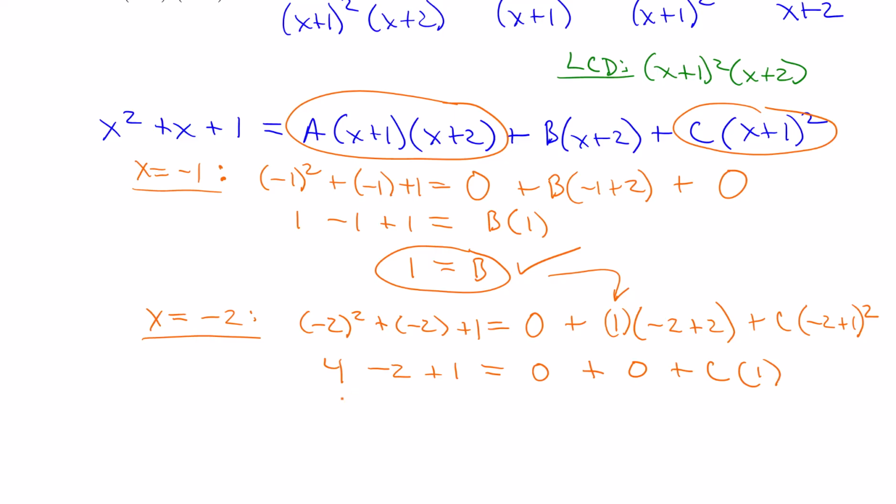We have, if I start over again, 4 minus 2 is 2, plus 1 is 3. So we got 3 equals 0 plus 0, which is 0, plus c. So what do you know? We have c just like that.